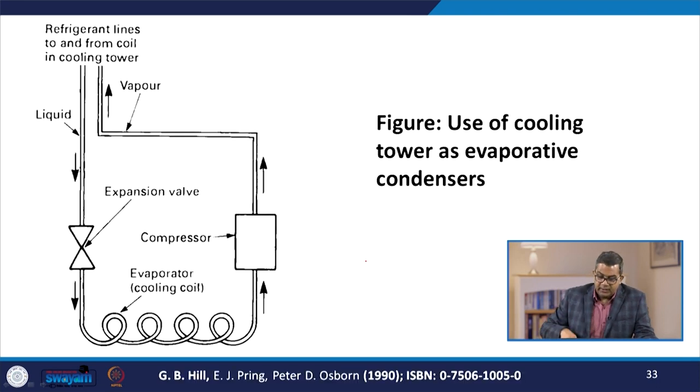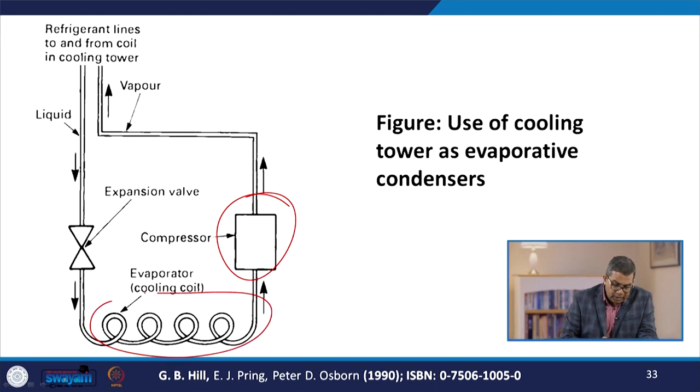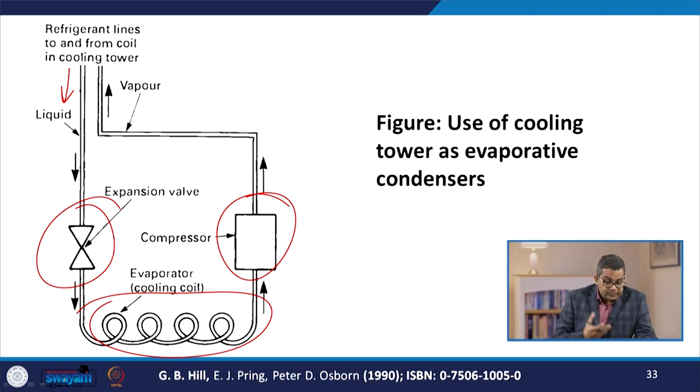Now, here you see that we have represented this use of the cooling tower as an evaporative condenser. Here the usual thermodynamic cycle prevails. Here we have this compression unit and these are the evaporative cooling cycles with the expansion valve. So, these are the refrigerant lines, and liquid is circulated through the expansion valve and then an adiabatic process prevails, and then we have the evaporator coil and it goes again to the system. So, these are the vapors.